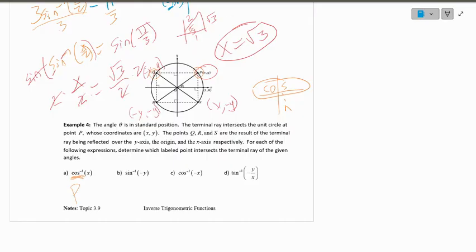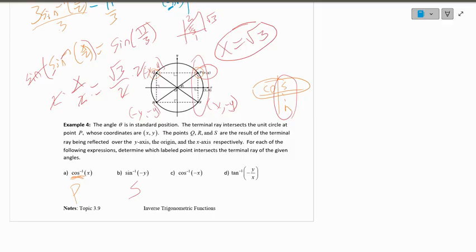Okay. So now let's do the same thing with inverse sine of negative y. So inverse sine, again, quadrants 1 and 4. So my only options are P or S. So now I just need to find, well, the y is negative, which is S. Okay. And if you hadn't tried C and D yet, go ahead and try them. We'll go over those answers real quick.